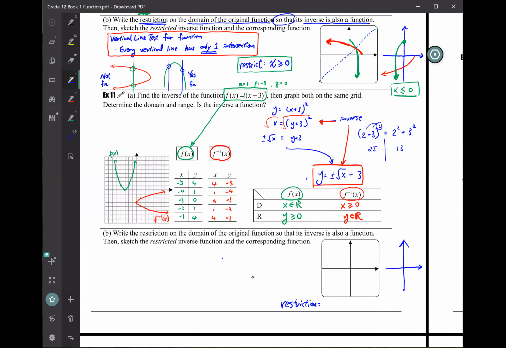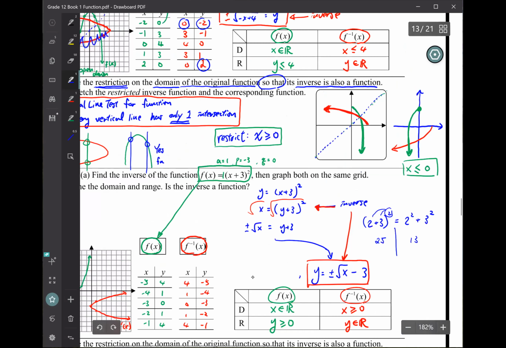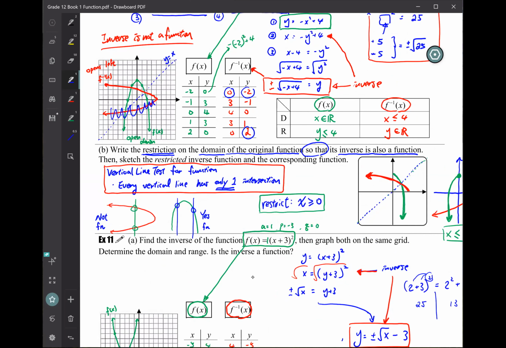So we're keeping half of it, okay? But then your restrictions should be on the green function. Wait, how do you do this part? So you look at the top, okay? First of all, do you know how to check if a graph is a function or not? Yes. How do we check? The vertical line. Yeah, very good.